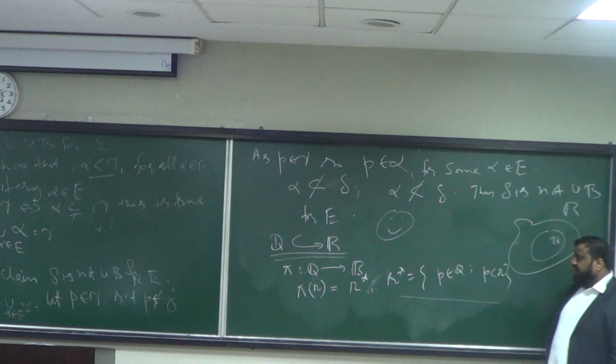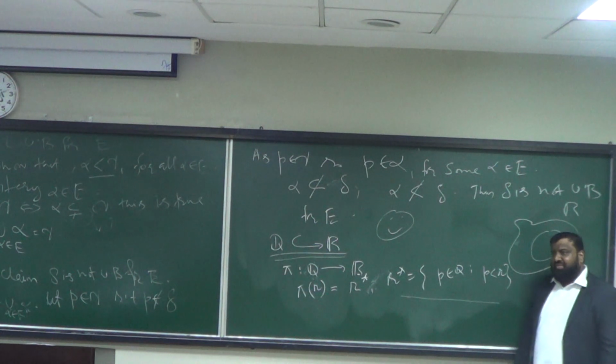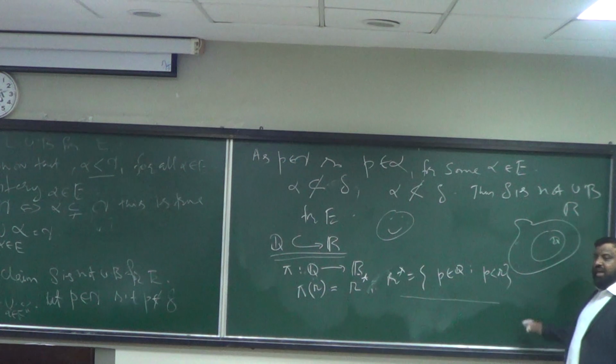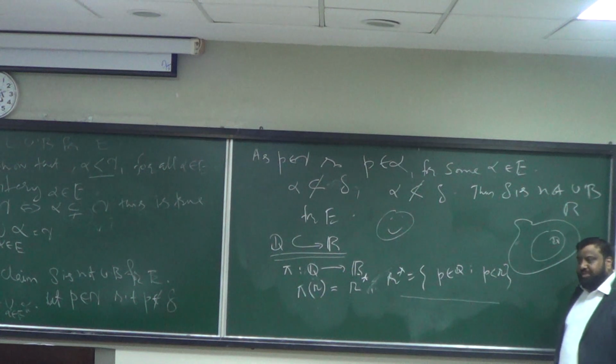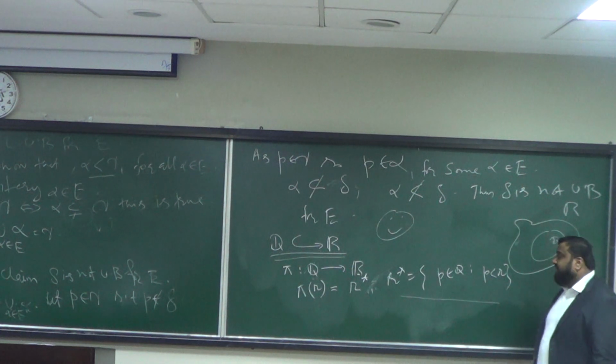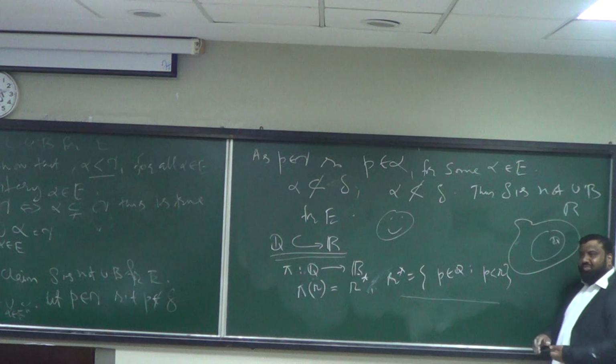Okay. Is it everything? No, sir. There are rational numbers which are bigger than R. Is it empty? No, sir. There are rational numbers which must be smaller than R. Okay? Is it closed downward?